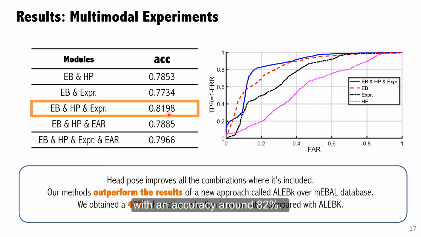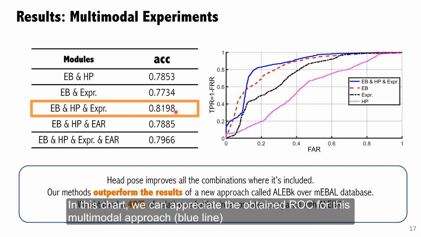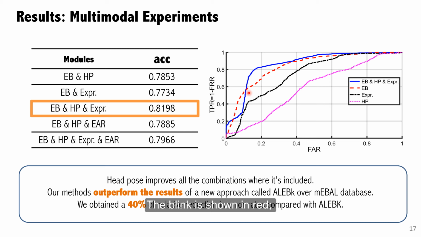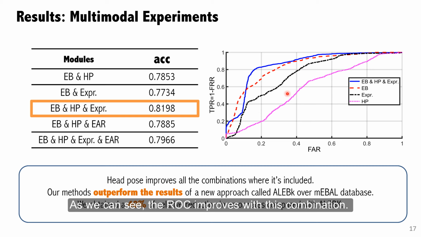In this chart, we can appreciate the obtained ROC for this multimodal approach, blue line, and for each of the monomodal systems combined. The blink is shown in red, head pose in pink and facial expression in black. As we can see, the ROC improves with this combination.